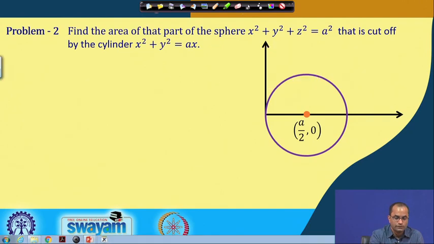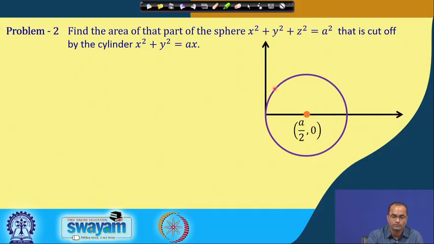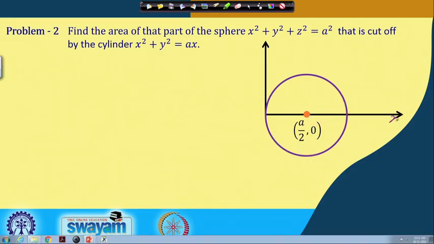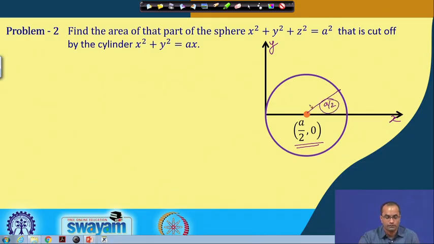So, let us clean it. Here we have this circular cylinder. This is just given in the xy plane, but we have the cylinder which is also along the z axis. So, here this is the projection of that cylinder in the xy plane. This is here the x axis, and then we have the y axis. The center is at a by 2, 0, and the radius is again a by 2 of this circle.